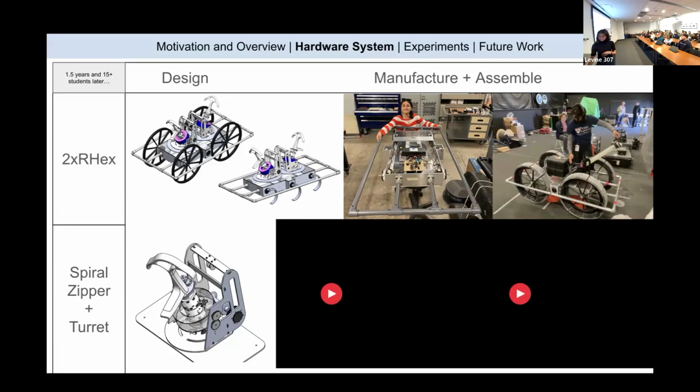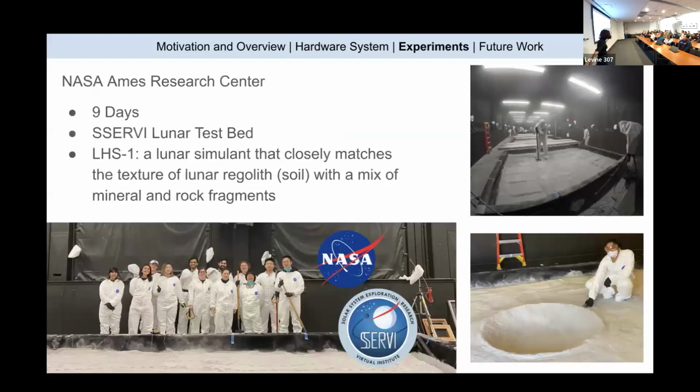So that was a big chunk of my work, but it was all in preparation to take us to the lunar simulant testbed. Like I said, we wanted to explore lunar exploration, and so we created the system so that we can test all of our bots at NASA Ames Research Center, specifically the Survey lunar testbed. We had a field trip of 9-ish days out there, where we ran 3.5 experiment just to stress test our system, and to understand how exactly our bots interact with this kind of regolith.